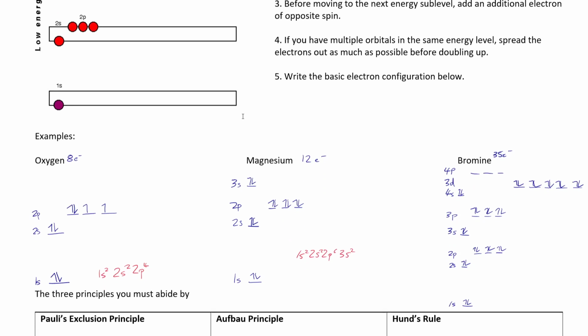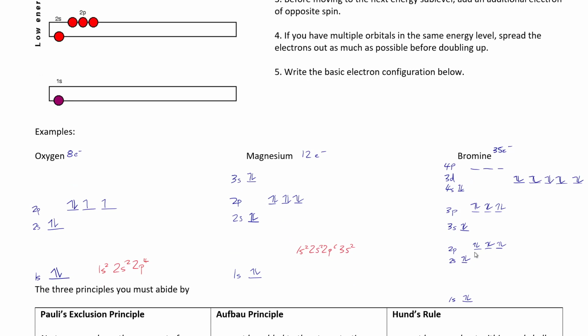Okay, so let's count how many electrons we've placed so far. 2, 4, 6, 8, 10, 12, 14, 16, 18, 20, 22, 24, 26, 28, 30, which means that I have 5 electrons left to place. So 1, 2, 3, 4, 5, and I'm left with an unpaired electron. And that actually makes sense because remember that the halogens, which bromine has, usually just have that one unpaired electron needed for bonding.